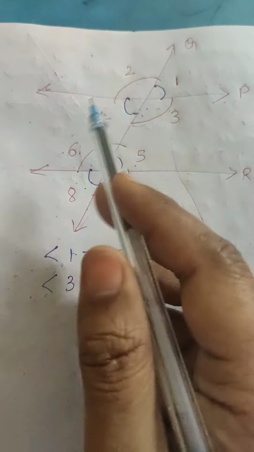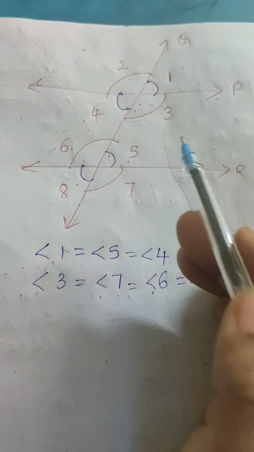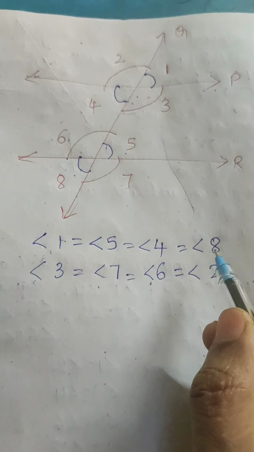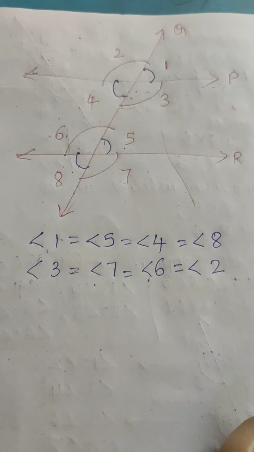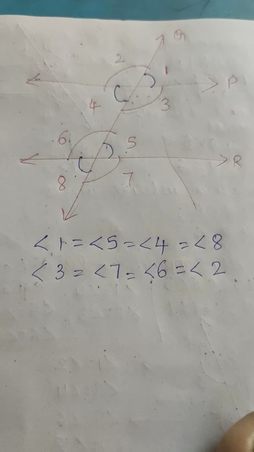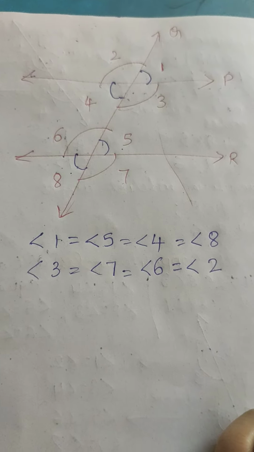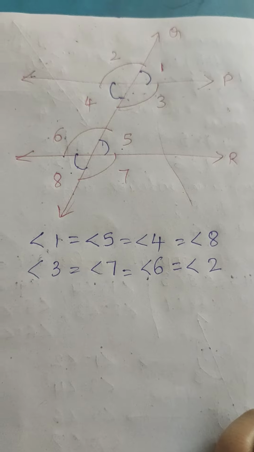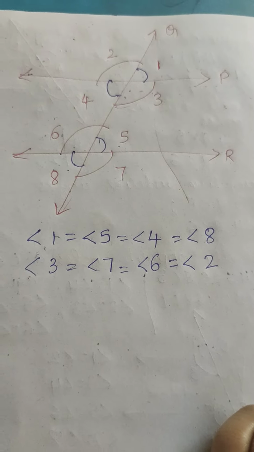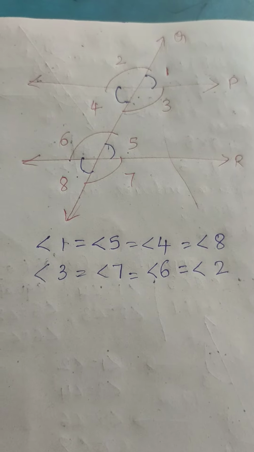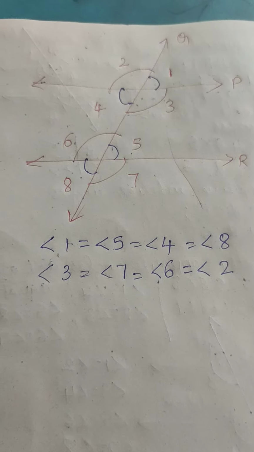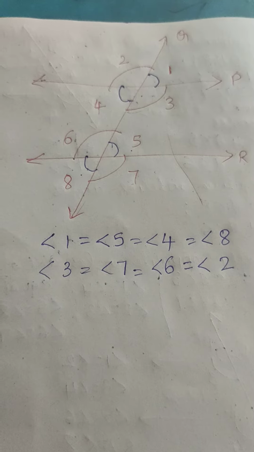If we take two parallel lines and a transversal, we get these final observations. Students, if we understand all these things, then we can do exercise 2.2 very easily. We will see exercise 2.2 in our next video. I hope you understood these concepts.